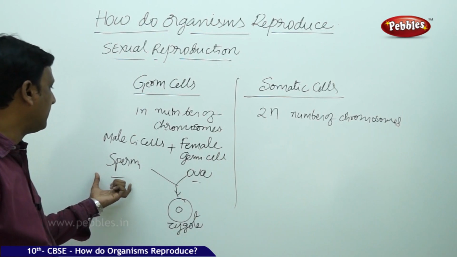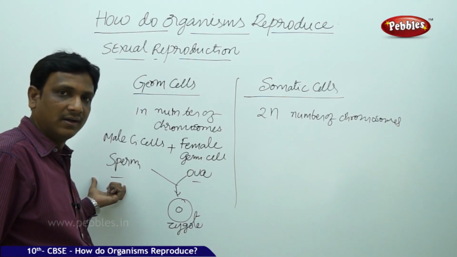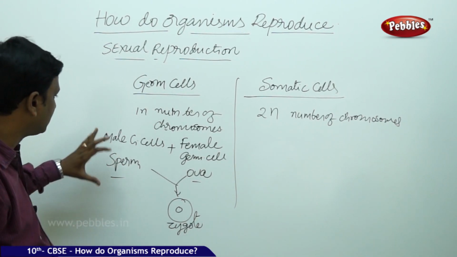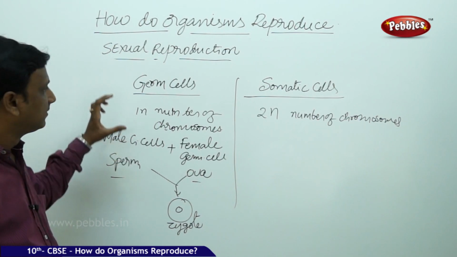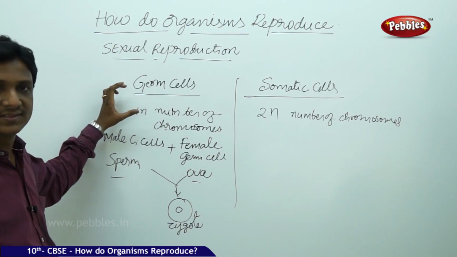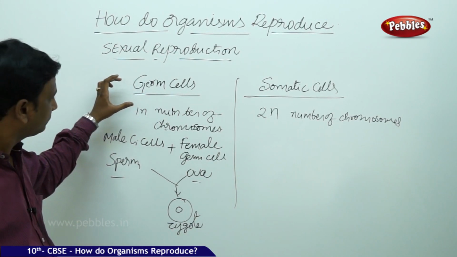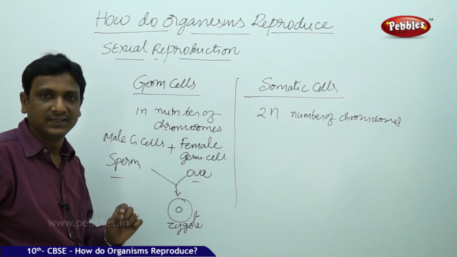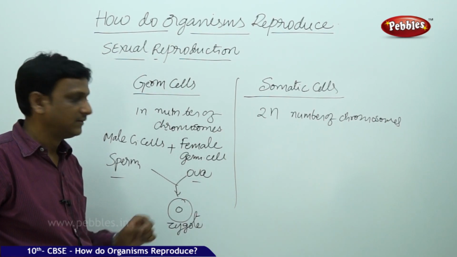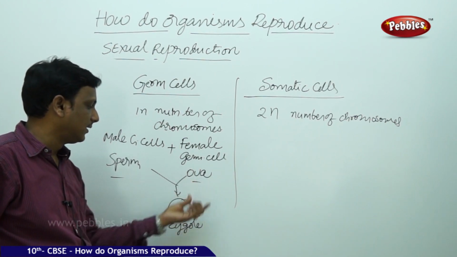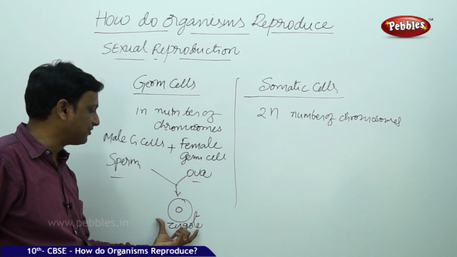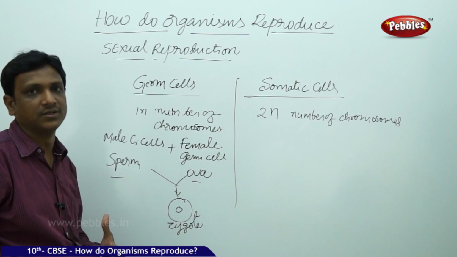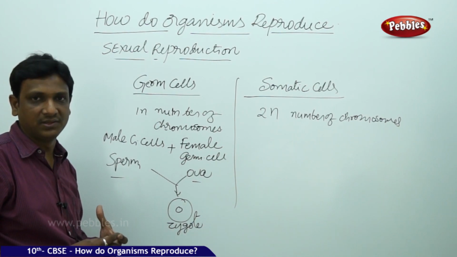The male germ cell, male sex cell, male reproductive cell, or male gamete: all these are the same cell with different names. The germ cells are also called reproductive cells or gametes. If it is a male germ cell, it is called a sperm cell. The sperm cells are motile, that means they have some movement. Female germ cells are called ova, and these two fuse together to form a zygote. The fusion is called fertilization. This happens in sexual reproduction.